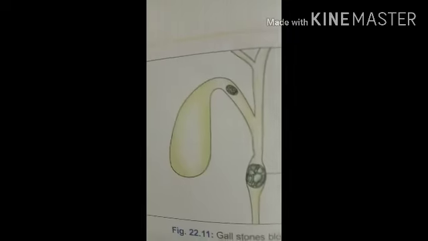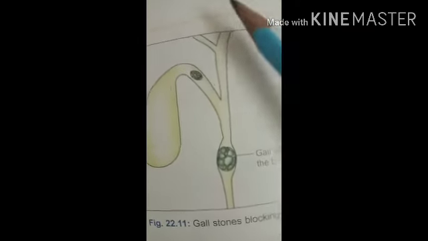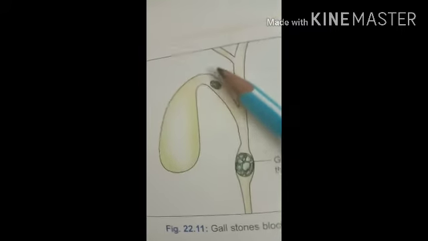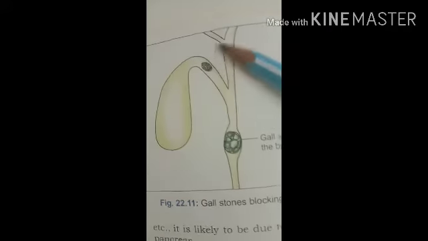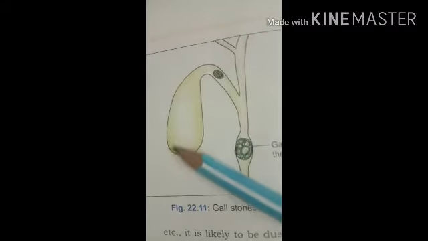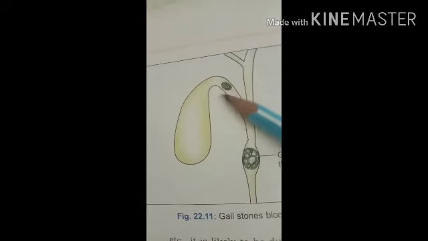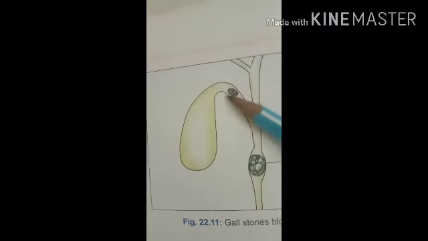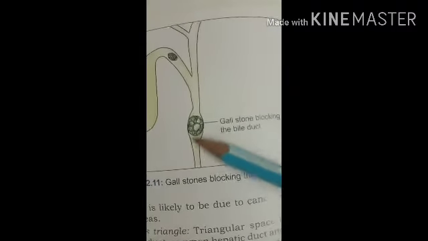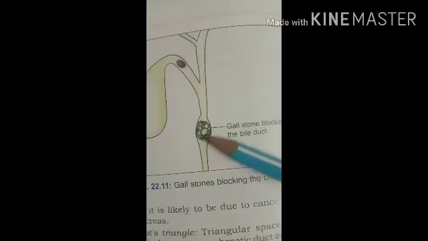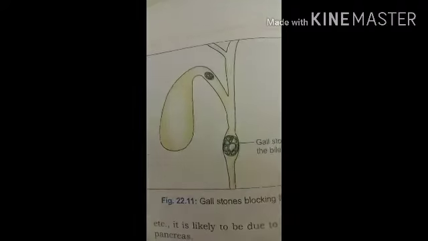Here in this diagram you can see the passage of bile into the duodenum is blocked by the gallstone. Here you can see the extrahepatic biliary apparatus, and because of the contraction of the gallbladder, the gallstone may enter the cystic duct and block it, or a large gallstone may block the bile duct. So this is called the biliary obstruction.